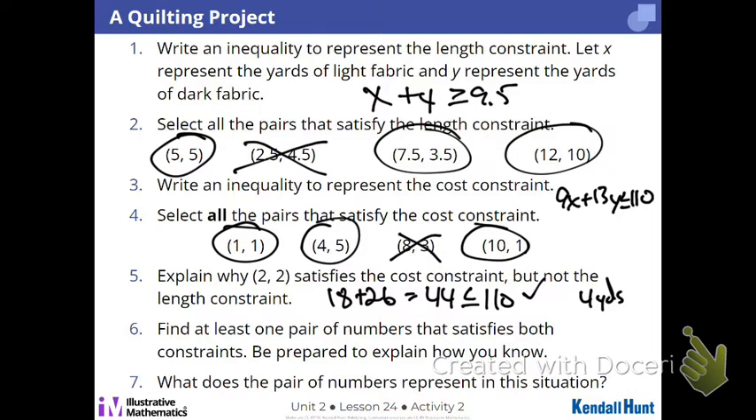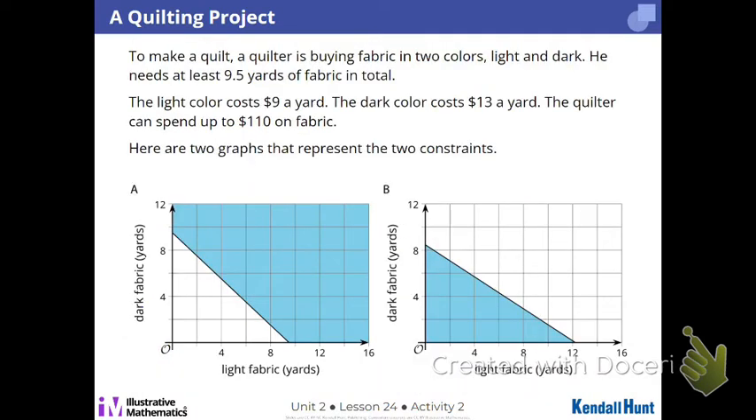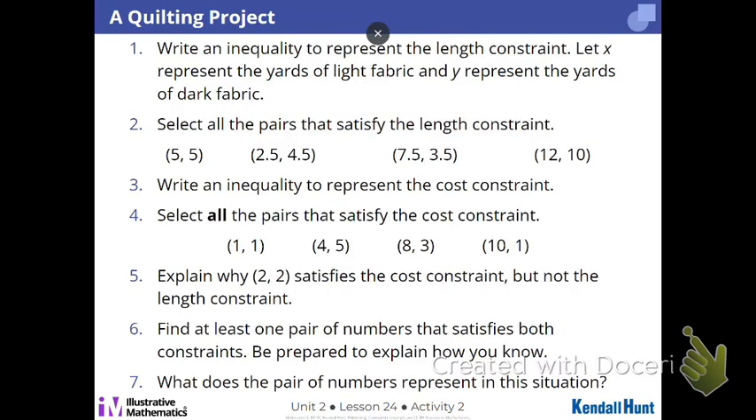Since we have 2 constraints, I need a point or points that satisfy both constraints, okay? So to check your answers, and to make a point, let's go back to the graphs. Who's got an ordered pair that would work? Finn? 12, 0. Let's check it out. Does it work for our length? Yes. And does it work for our cost? Yes.